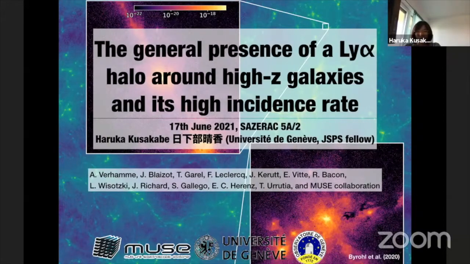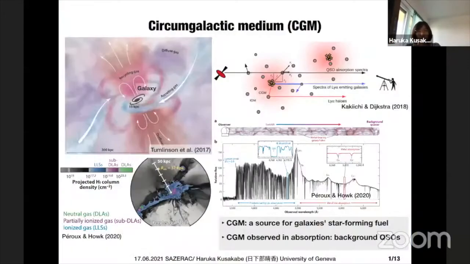The circumgalactic medium, CGM, is gas surrounding galaxies and is regarded as a source of galaxy star-forming fuel. The gas is exchanged between the CGM and the ISM via inflows and outflows. The CGM has radiative transfer effects on ionizing and Lyman alpha photons, so it is important to study the CGM not only for galaxy evolution, but also for reionization.